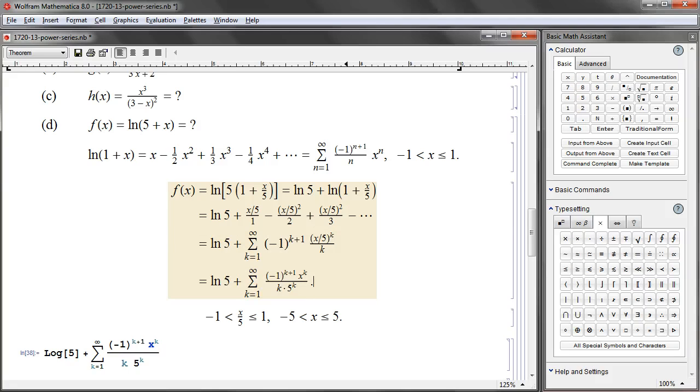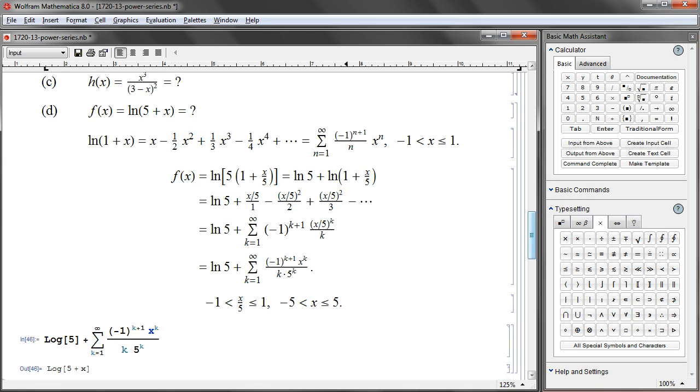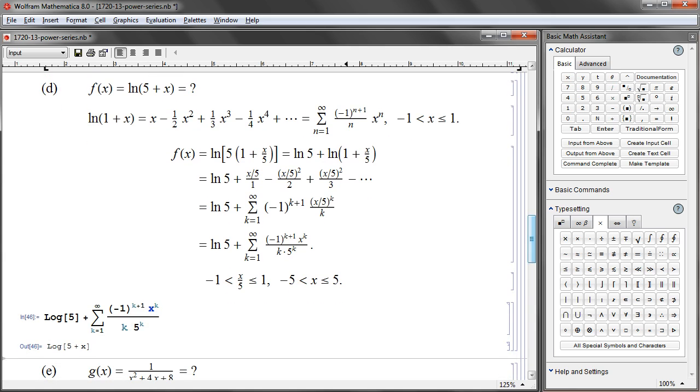How about the interval of convergence? From here, all we have to do is replace x by x over 5. Eventually, you're going to get this. X is greater than negative 5, but less than or equal to positive 5. You can check your answer by running a Mathematica command like this, and it checks out.